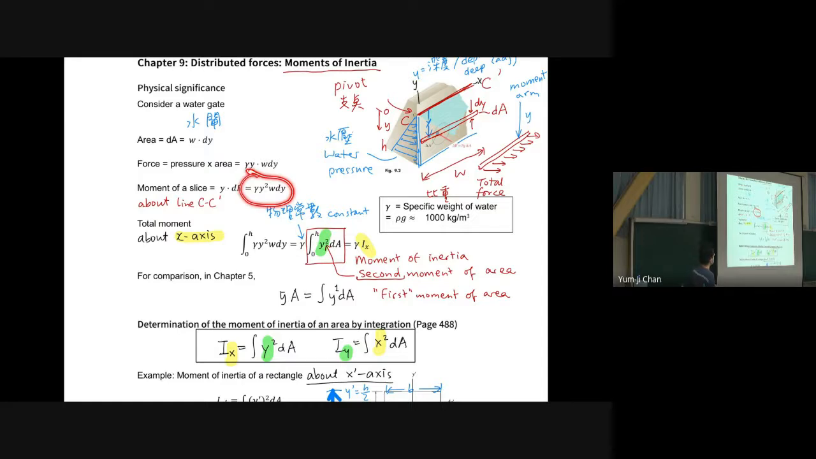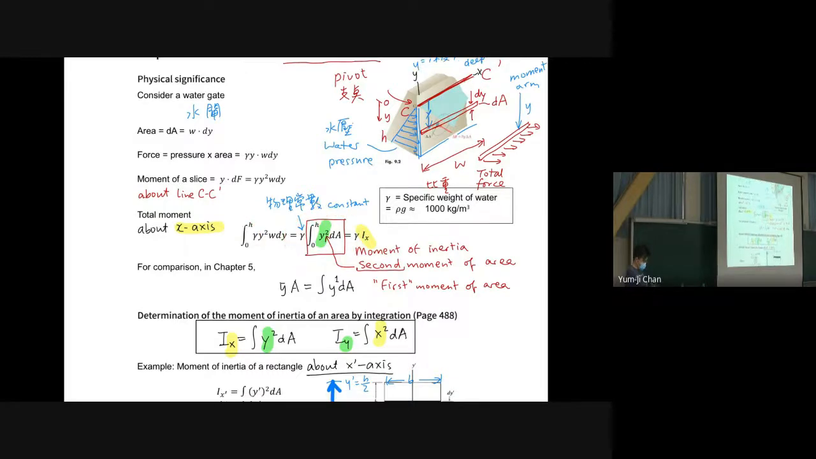And if we have this, because this gamma is not a function of y, it can be taken out of the integral, and we have this one. And this is the definition of what we call moment of inertia or second moment of area.